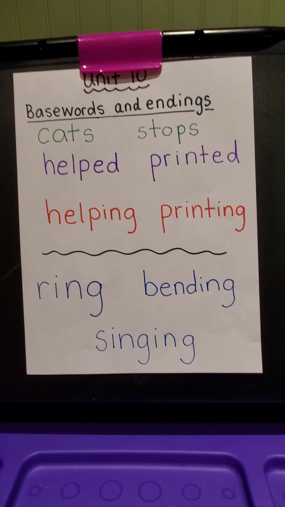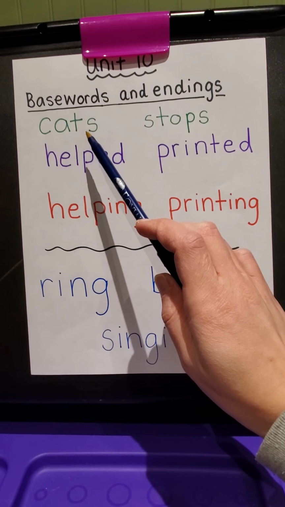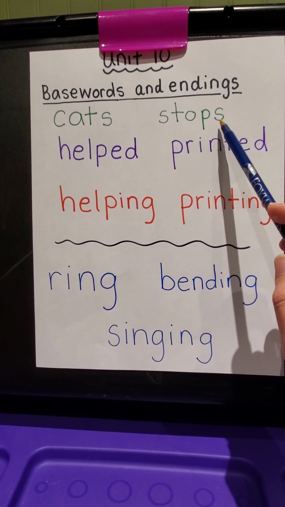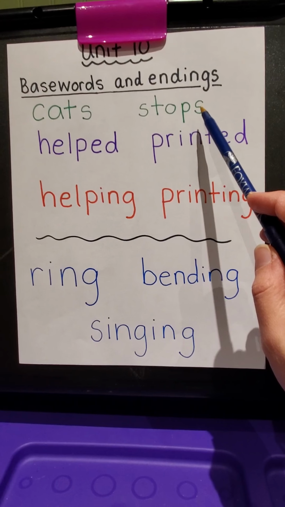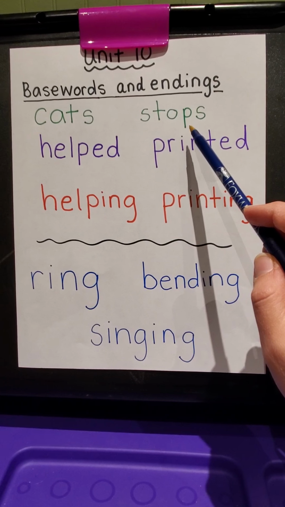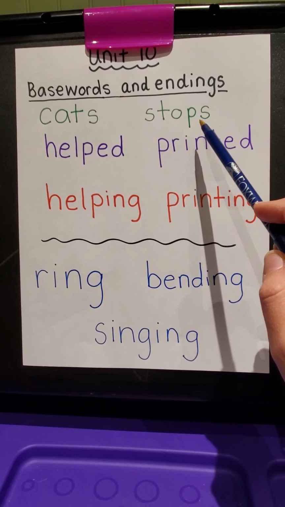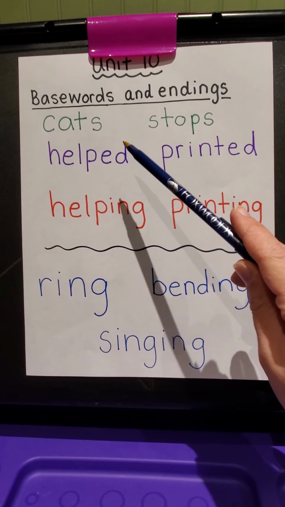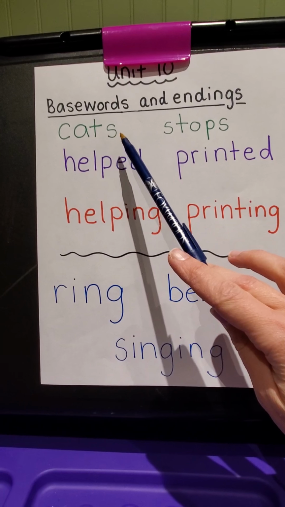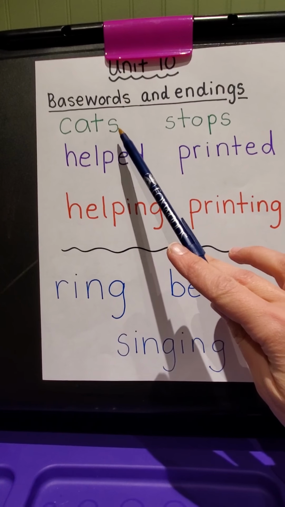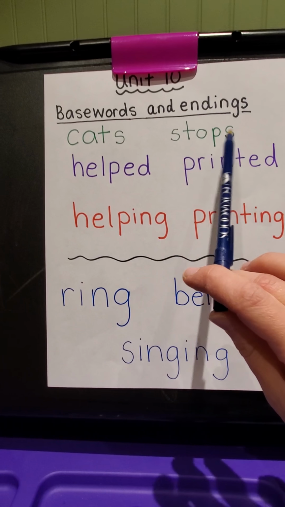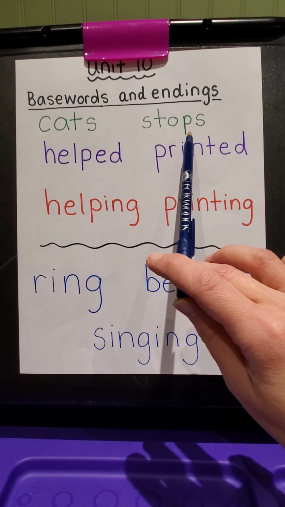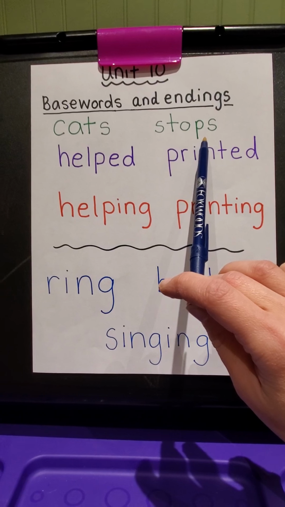So the first word you see there in green is cats. The base word is cat. You add the ending S and it becomes cats. The second word in green is stops. The base word is stop. You add S and it becomes stops. I put cats and stops because when we add an S, sometimes it can make the word mean more than one, like 3 cats or many cats. But sometimes when we add S, it can make the word mean happening now, like she stops her car at the red light.